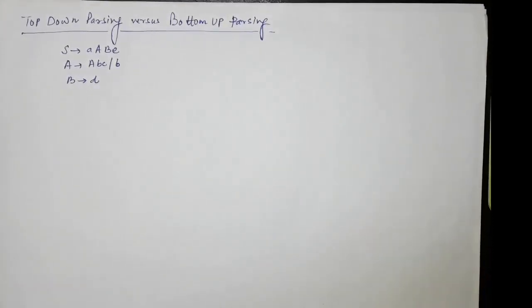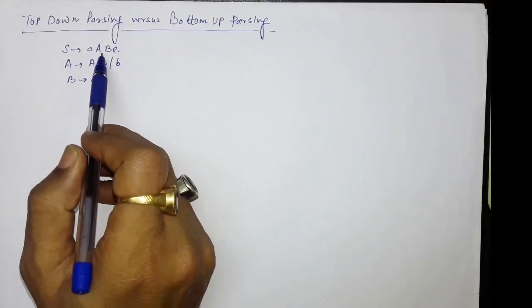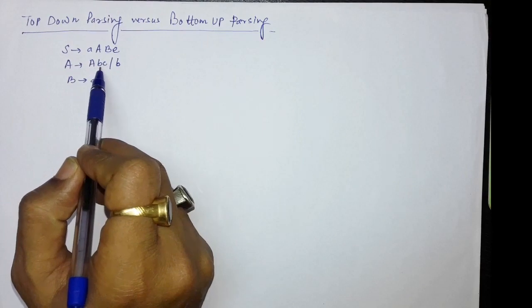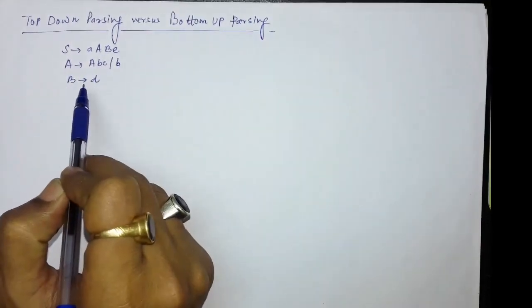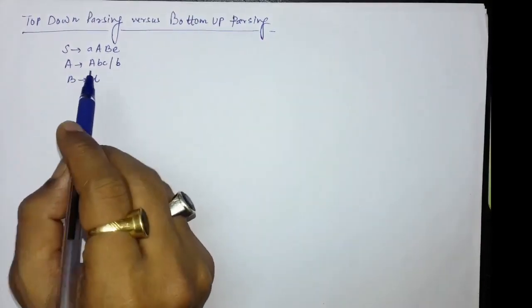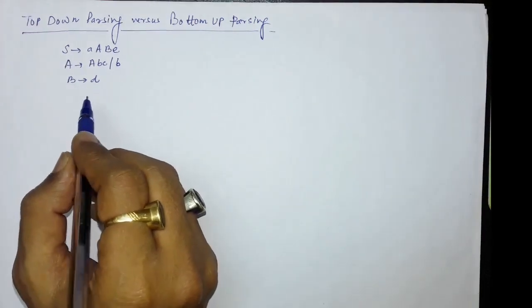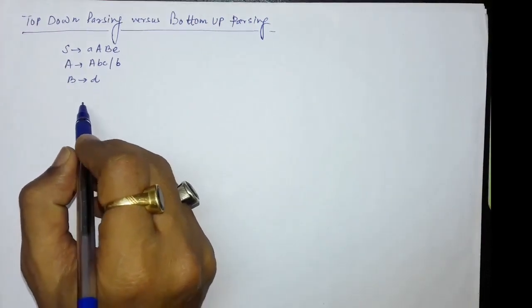Hello everyone. In this lecture we will discuss top-down parsing versus bottom-up parsing. That means let us see what happens in the case of top-down parsing and what happens in the case of bottom-up parsing. So we have taken a grammar: S produces a A B e, A produces A b c | d, and B produces d. Now we are going to see what actually happens in top-down parsing.